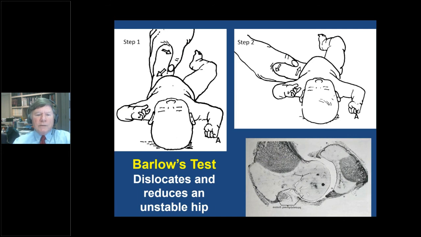The Barlow test, in contrast, dislocates and reduces an unstable hip, or there may be a feeling of instability. You can see from this image that the infant hip is very shallow and soft. So if the ligaments aren't very tight, then it can easily be pushed in and out of this socket like a shoulder that's loose or a hip that's loose.